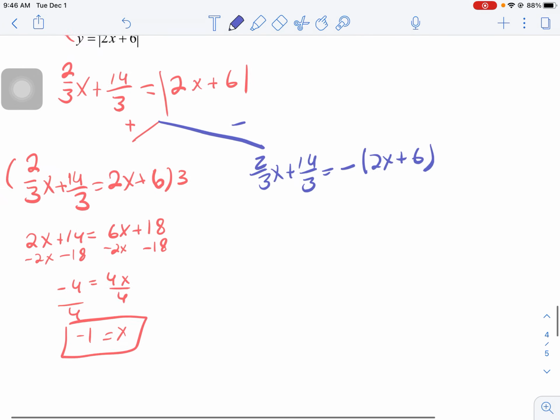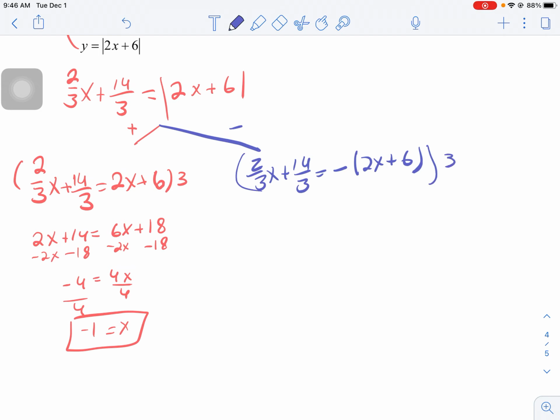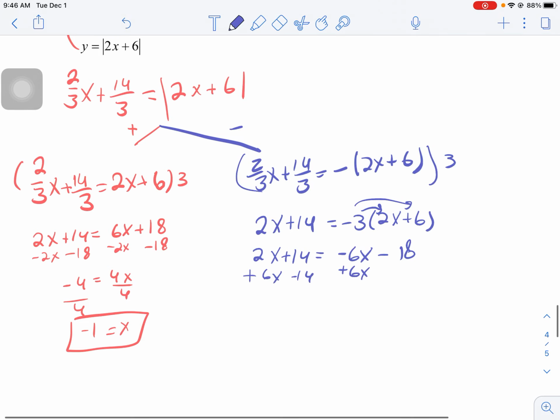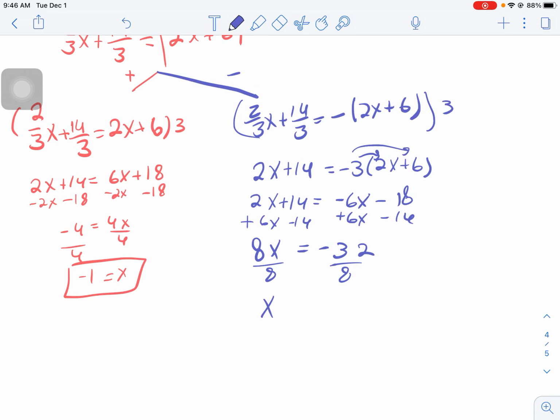On the other side here, I'm going to do the same thing. I'm going to multiply everything by 3. That's going to give us 2x plus 14 is equal to -3 times (2x plus 6). Now I'm going to distribute that -3 in, so 2x plus 14 is equal to -6x minus 18. Now I'm going to add the 6x to this side, and I'm going to subtract 14 from the other side. So that's going to give me 8x is equal to -32. Divide by 8 on both sides. x is equal to -4.